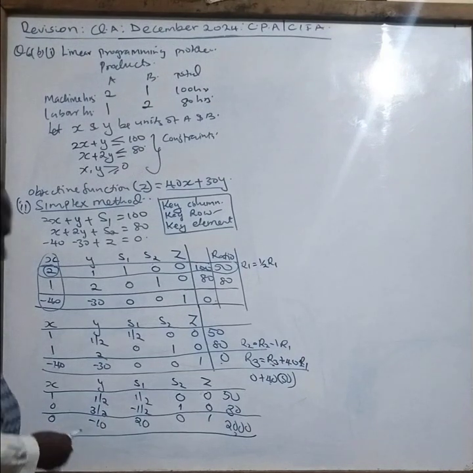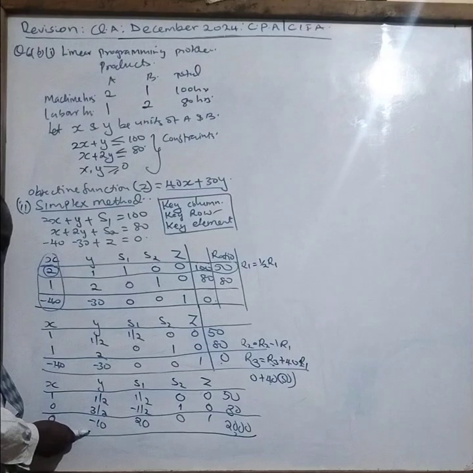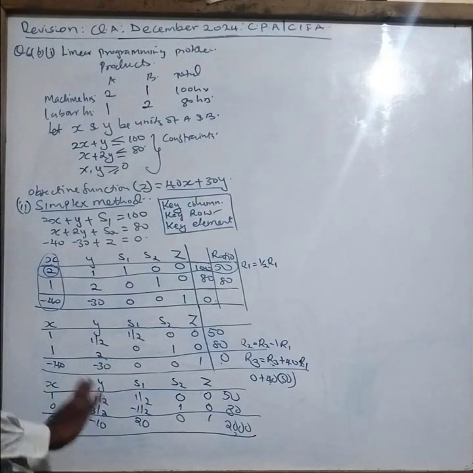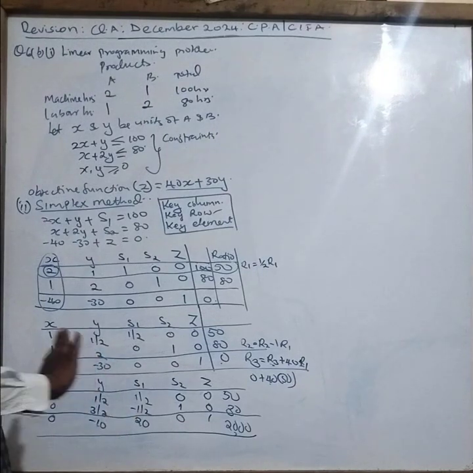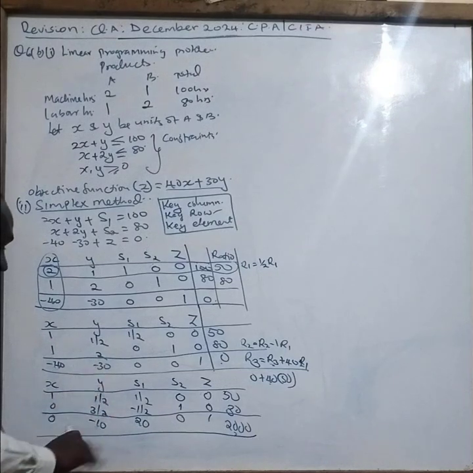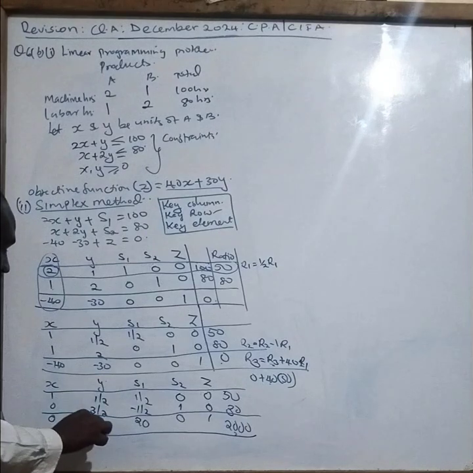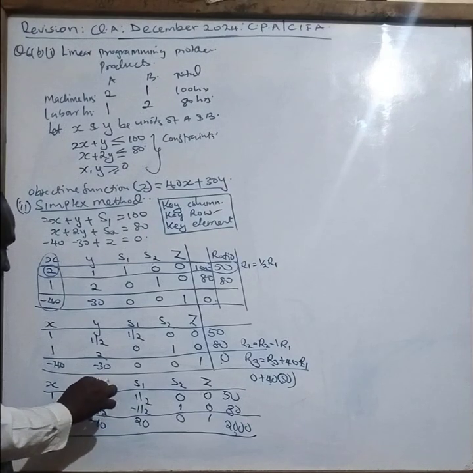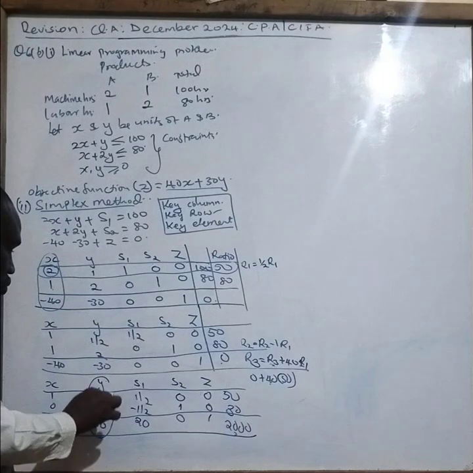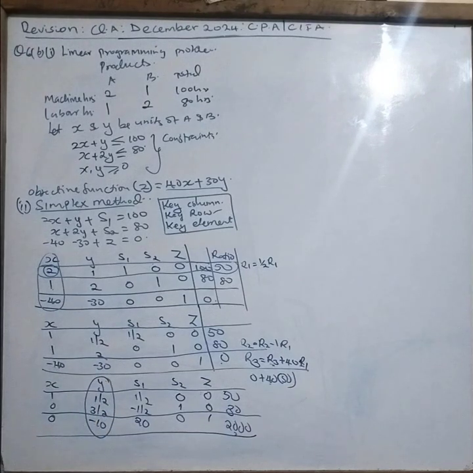Now, is that the end of the table? No. Why? I still see the negative here. I have to work out until all the negatives on the objective function are eliminated. So therefore, from this one, I can see the most negative element is falling under column 2. What should I do now with column 2?